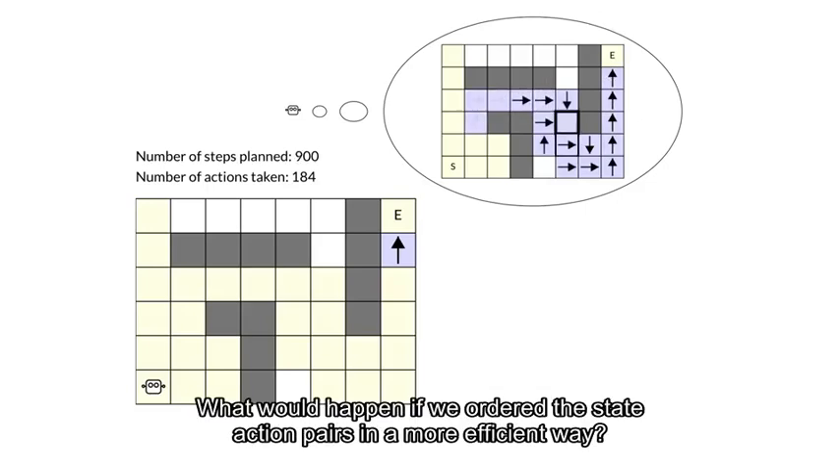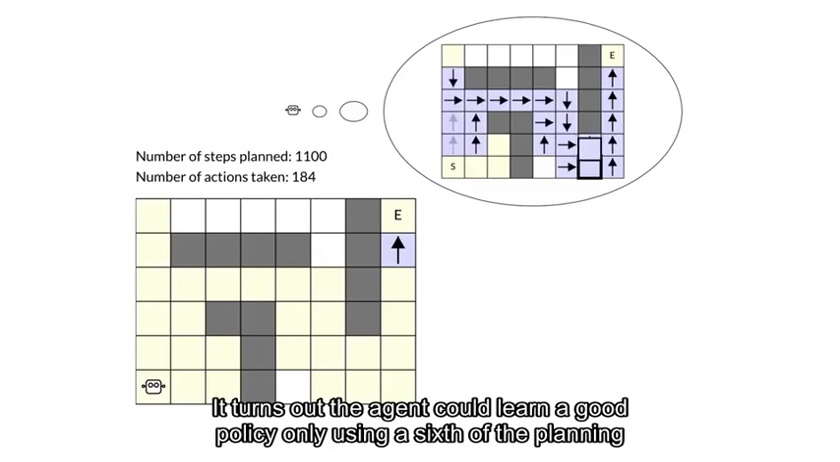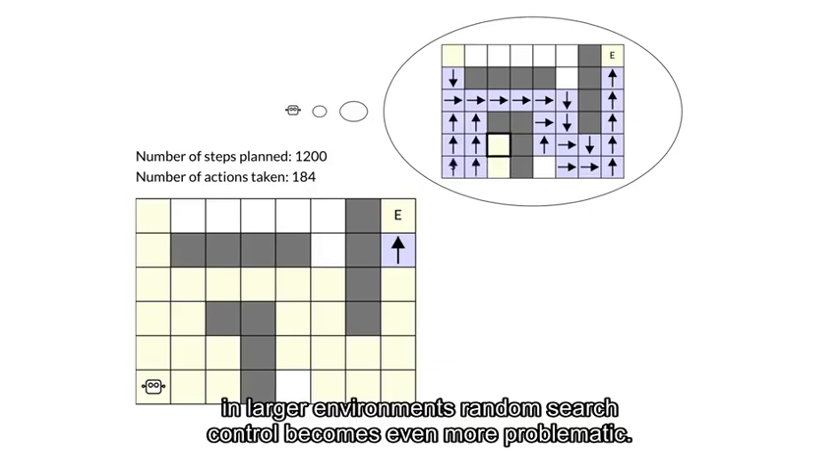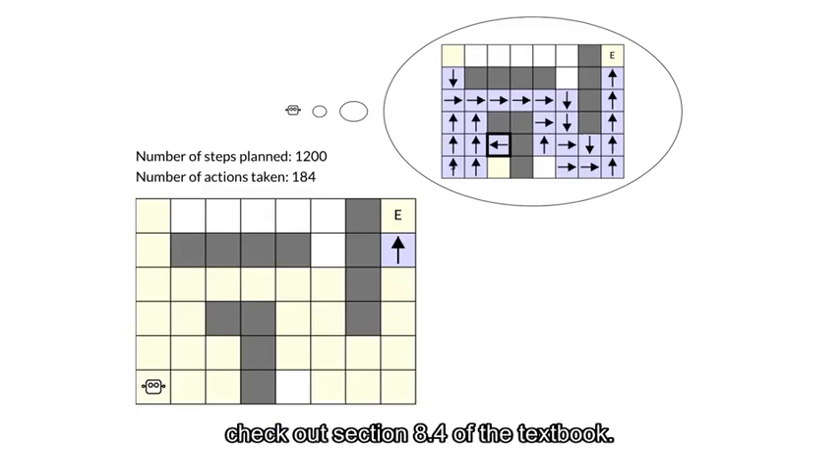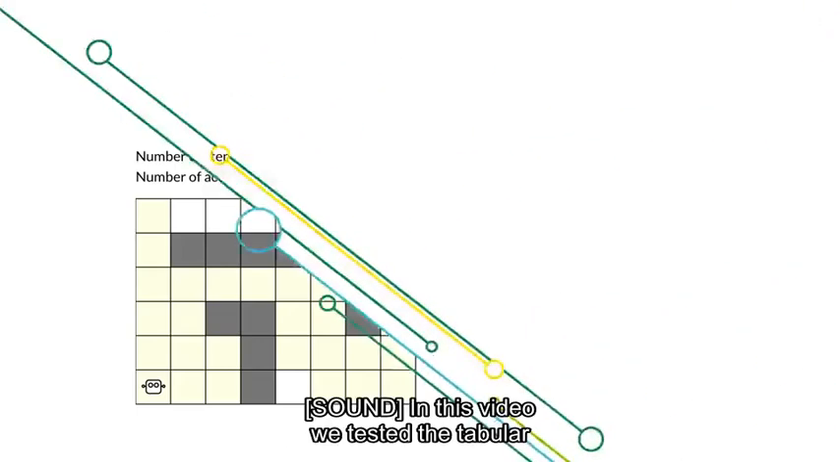What would happen if we ordered the state action pairs in a more efficient way? It turns out the agent could learn a good policy only using 1/6 of the planning updates. In larger environments, random search control becomes even more problematic. If you want to learn more about this topic, check out section 8.4 of the textbook.